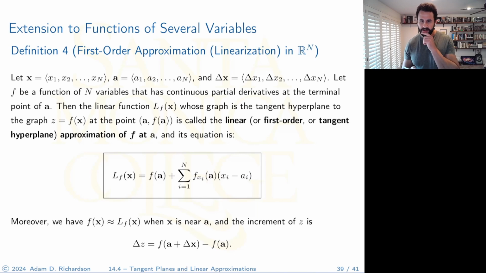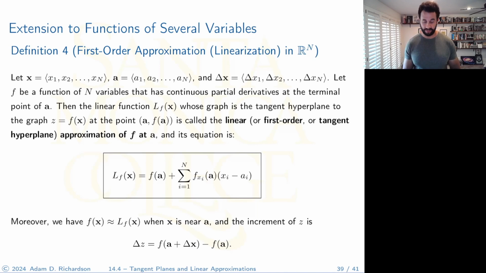Wait, should that be x sub i? Yes, it should be x sub i, because these are our coordinates now. When you get into higher dimensions, you can't use x, y, z anymore. You need a more generalized version. So that's what that is.